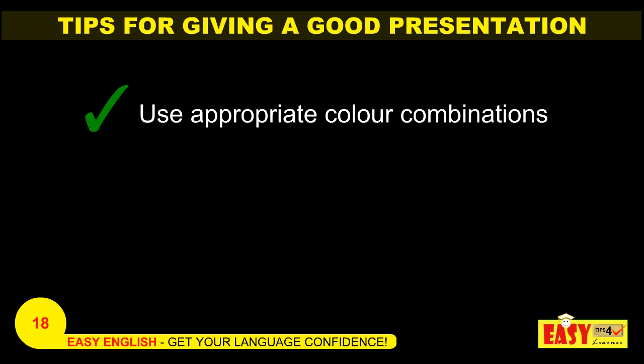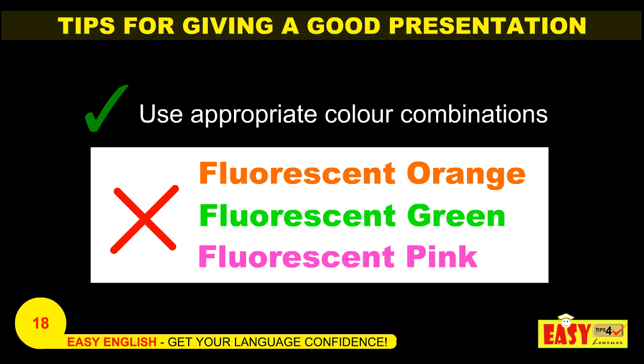Use appropriate color combinations when you are writing on the whiteboard. This is very, very important. See that it does not disturb the viewer's vision, because some of the colors are extremely disturbing to the eyes. For example, fluorescent orange, fluorescent green, or fluorescent pink. Use colors which are quite feasible to the eyes. For example, black is very common, blue is also very common, red not in a very dark combination. The color combinations should be boldly visible.